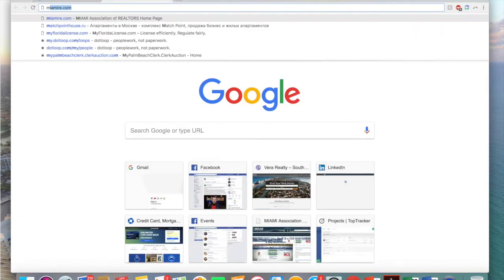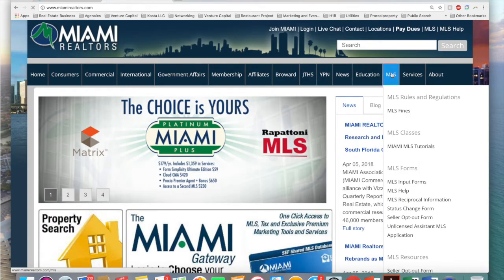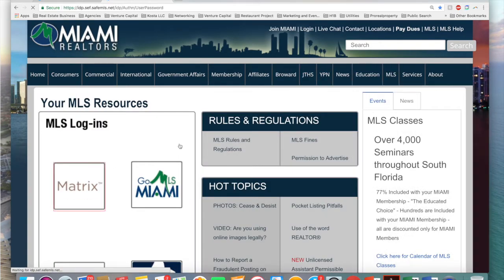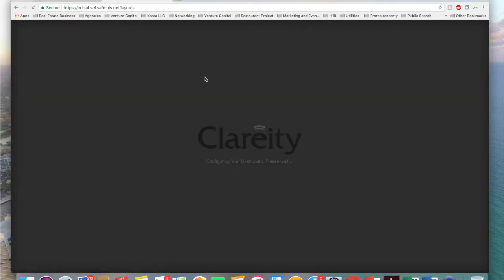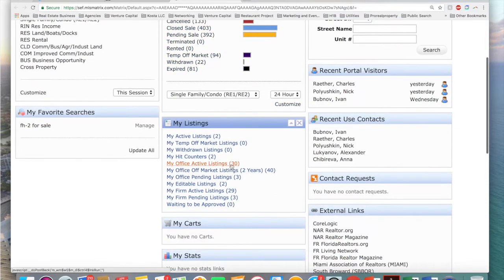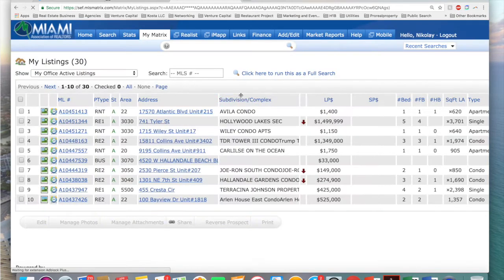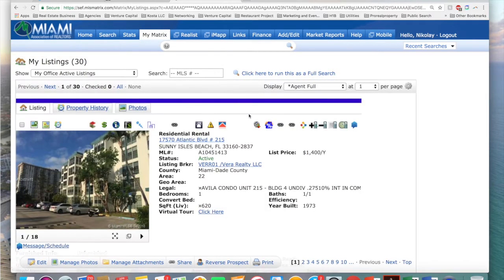So let's go to MLS. Matrix. Login. And we will take one of our company's listings which are active. So let's go to active. This is good, it will be a good example. It's a rental, a villa condo. So let's take a look at it.